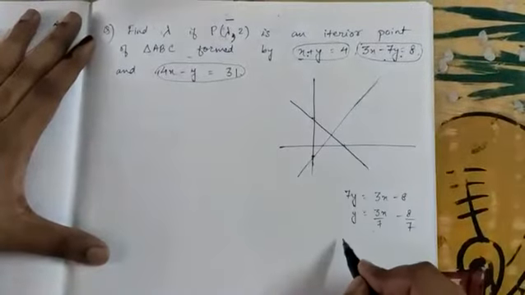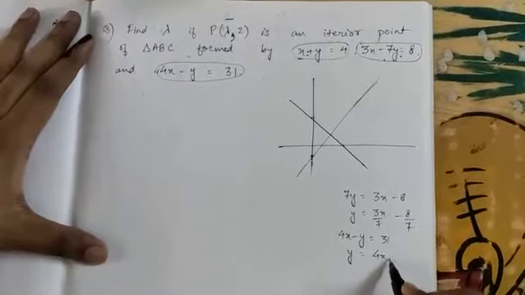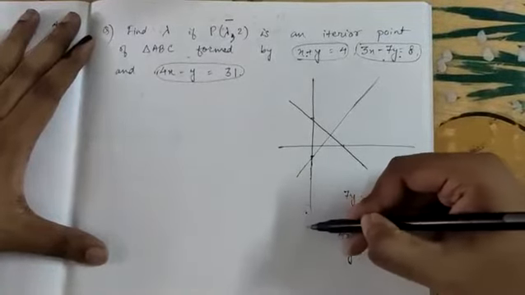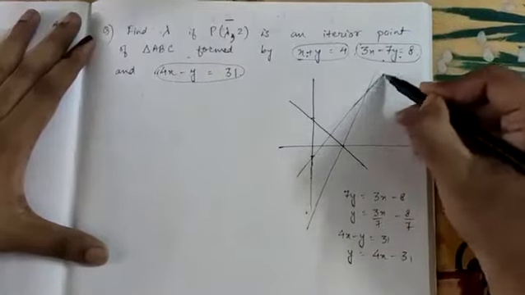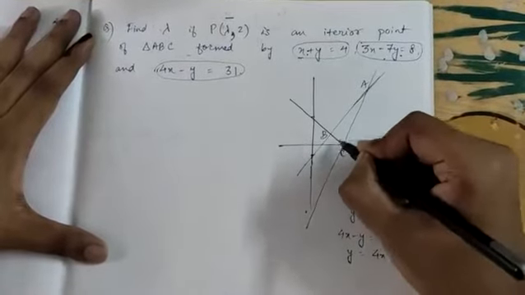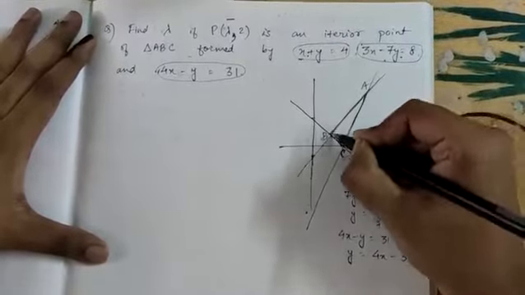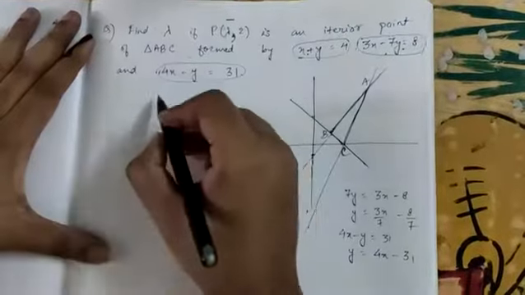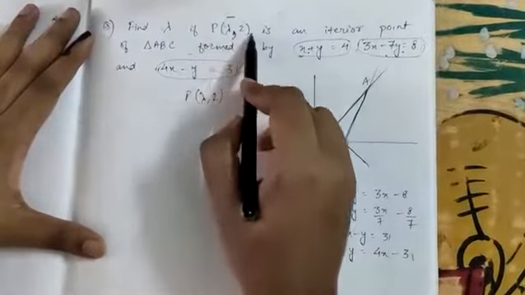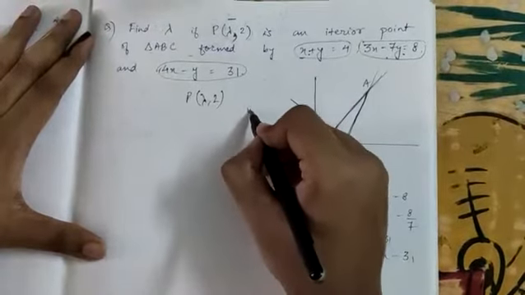And the third equation is 4x minus y equal to 31, that is y equal to 4x minus 31. So it will be like this. It will pass from here to here. Now let me name these A, B and C. So this is my triangle, the mentioned triangle. Now P is given as (lambda, 2). From the question you are intelligent enough to know that P is any point passing through the line y equal to 2.